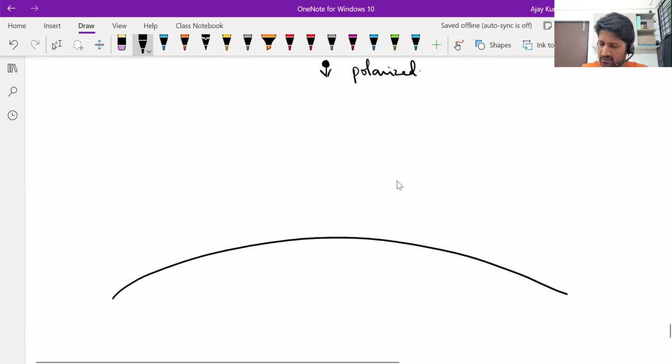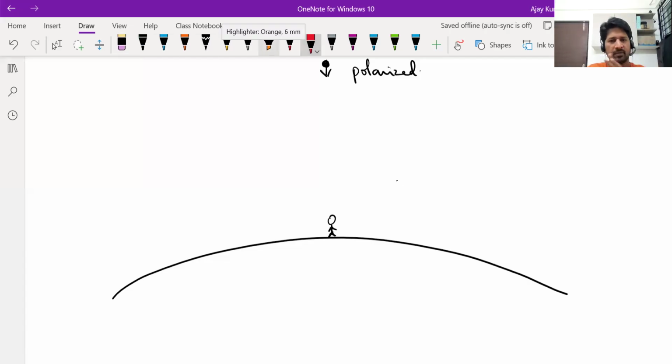If you assume this is the Earth's surface, let's say there's a person standing here. If you have ever noticed, the sky appears blue right above your head, especially during sunrise and sunset. Midday, when the sun is above your head, the sky doesn't appear that blue, it appears almost whitish. Okay, but in the mornings, the sky close to the sun will appear reddish. The sky exactly above your head will appear blue. Why that happens is because, see, assume the sun is here.